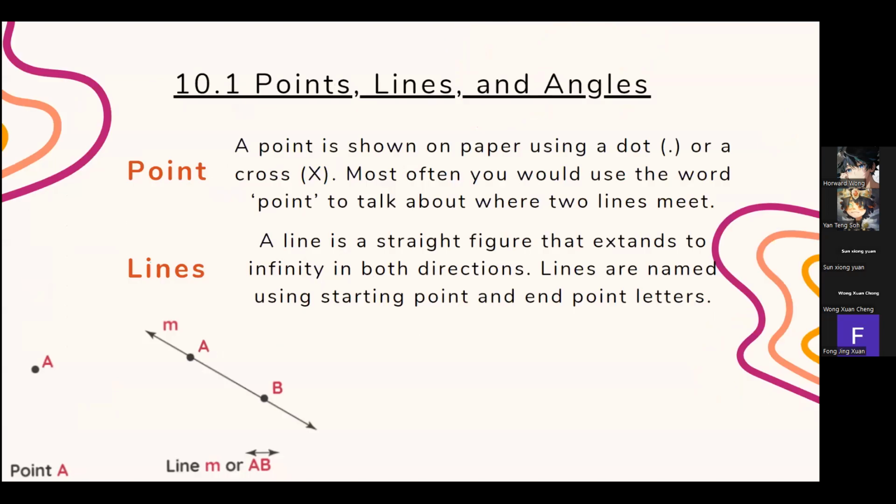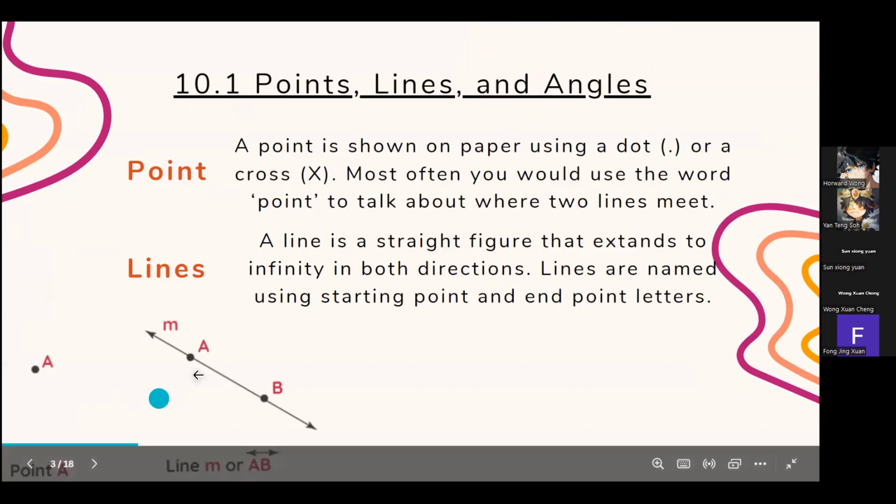The first subtopic is points, lines, and angles. A point is shown on the paper using a dot or a cross. Most often you would use the word point to talk about where two lines meet. A line is a straight figure that extends to infinity in both directions. Lines are named using starting point and end point letters. You can see the example here.